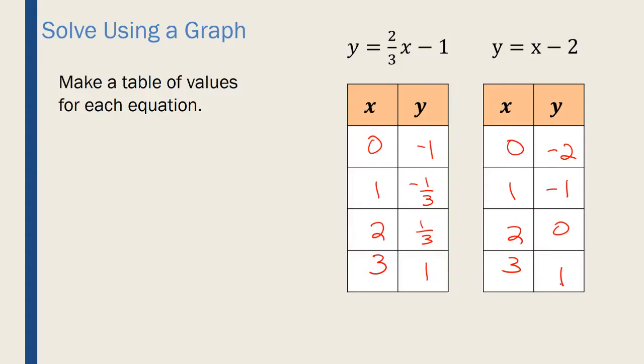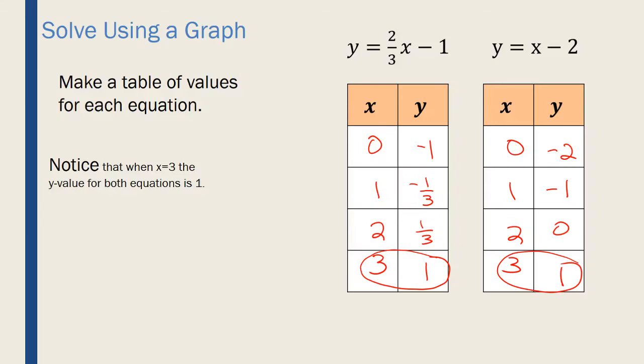When we examine this, when x is 0, y is negative 1 on this equation, and when x is 0, y is negative 2 on the other. On the next one, when x is 1, y is negative 1/3, and when x is 1, y is negative 1. These don't match up either. 2 and 1/3, 2 and 0, no. But notice when x is 3, y is 1, and that's exactly what we saw on our graph. Notice that this is our solution, 3, 1. Okay, so let's move on.